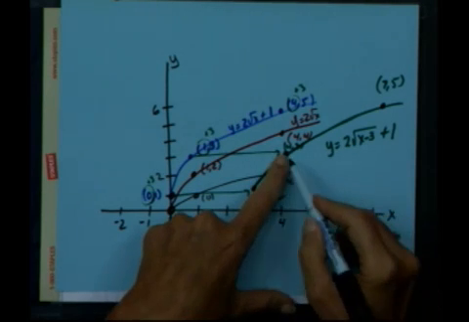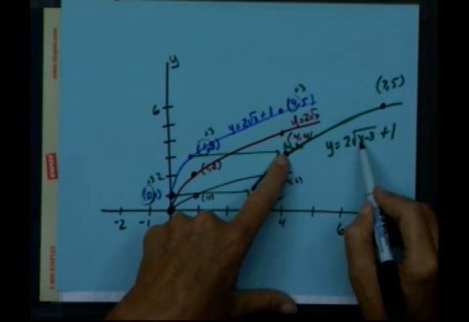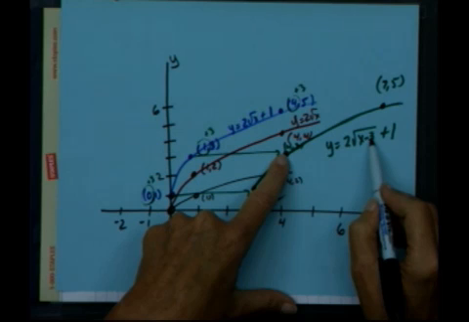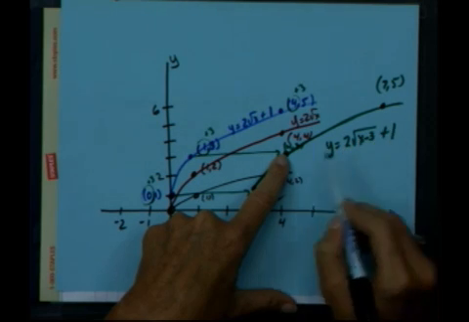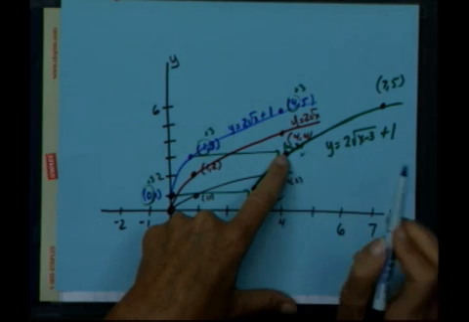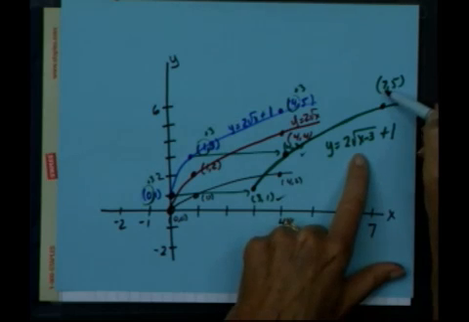Let's check the point 4, 3. 4 minus 3 is 1. 2 times 1 is 2. 2 plus 1 is 3. 4, 3. Check.